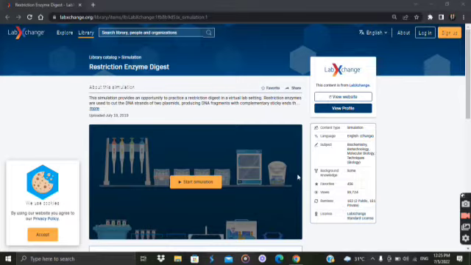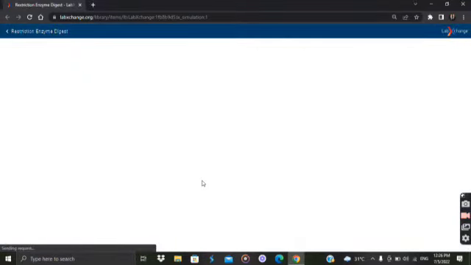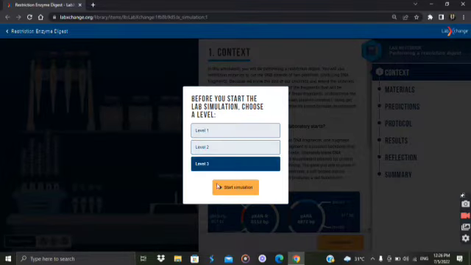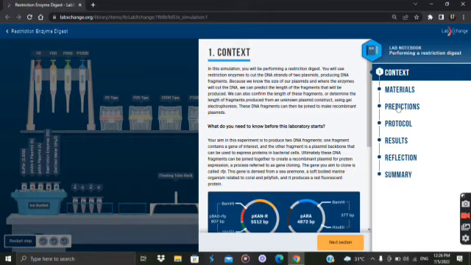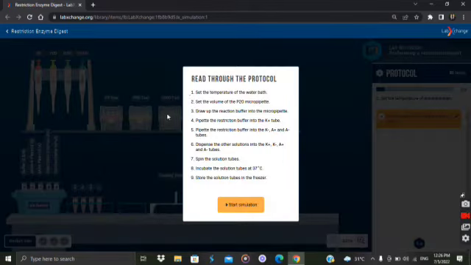Okay, so now we are going to start with our restriction enzyme digestion simulation. We are going to start with level 3 and go straight to protocol. First protocol is to set the temperature of the water bath, then set the volume of the P20 micropipette. After that, draw up the reaction buffer into the micropipette.